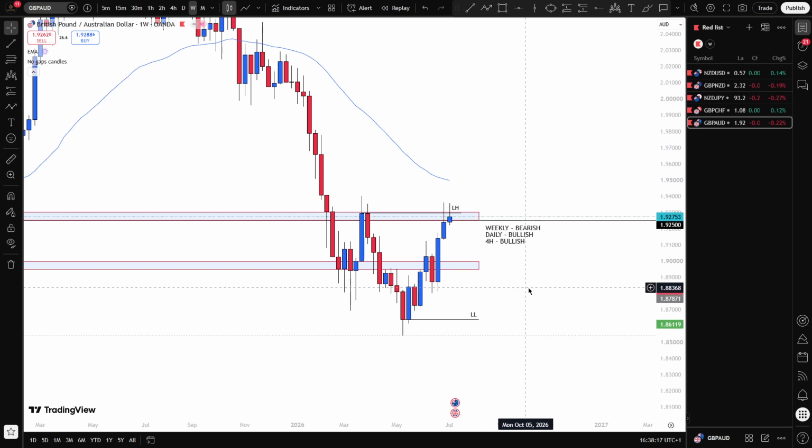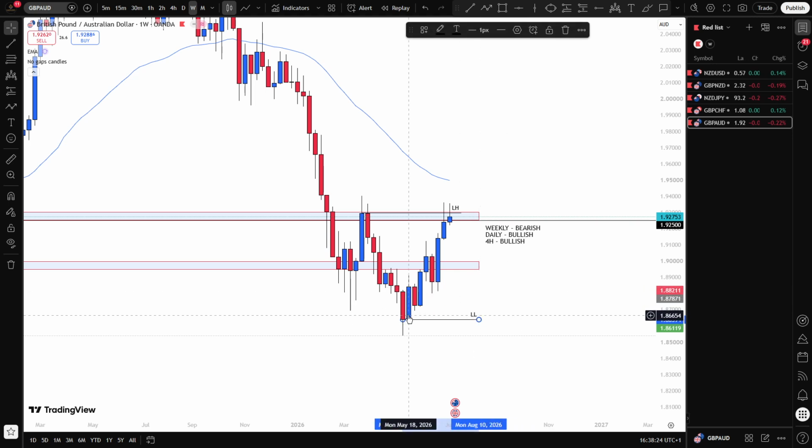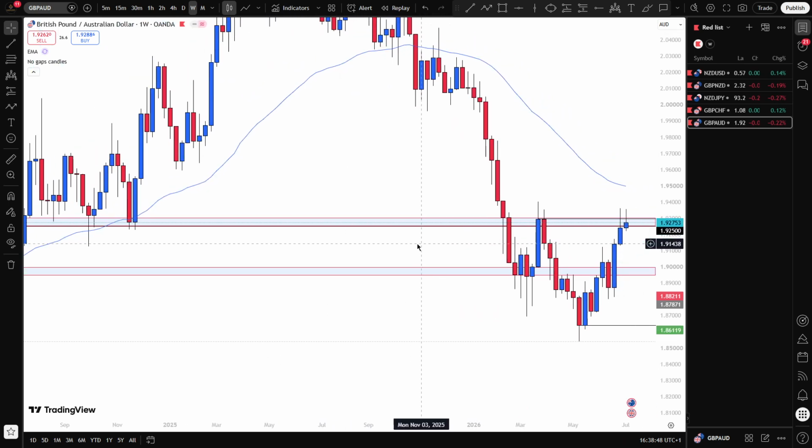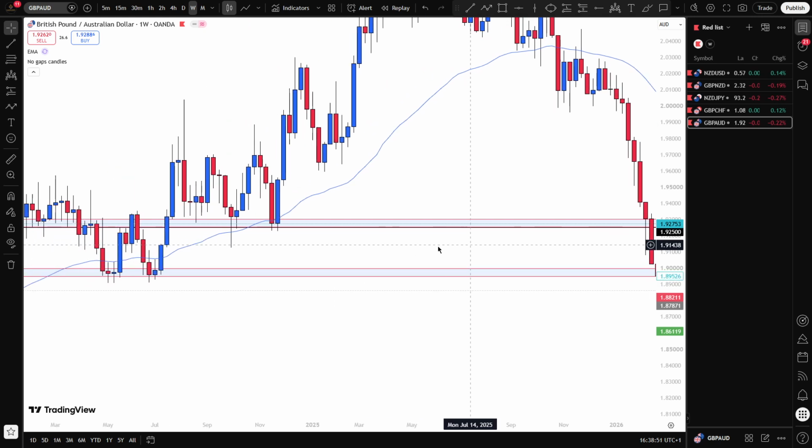So moving on to the last interesting pair, GBP/AUD. On the weekly time frame, you're bearish. This is the lower low and this is the lower high on the weekly time frame. Let me drag it here so that you see clearly. Price has retraced back to the previous structure point, which is the lower high. You can see price has rejected this zone multiple times in the past.